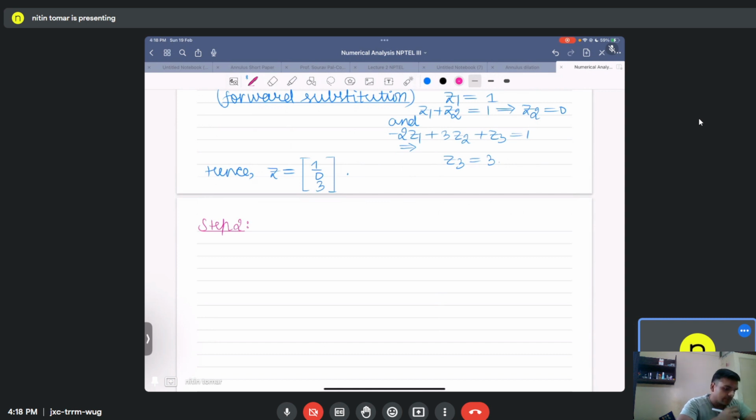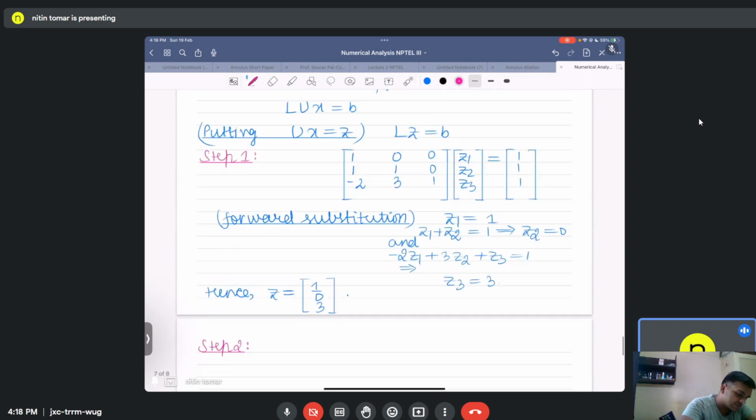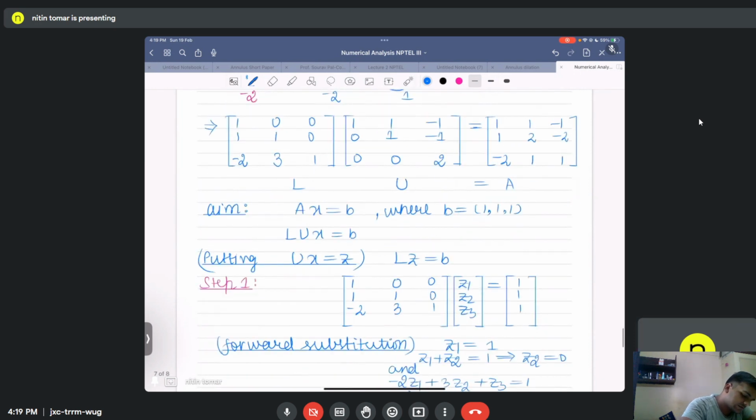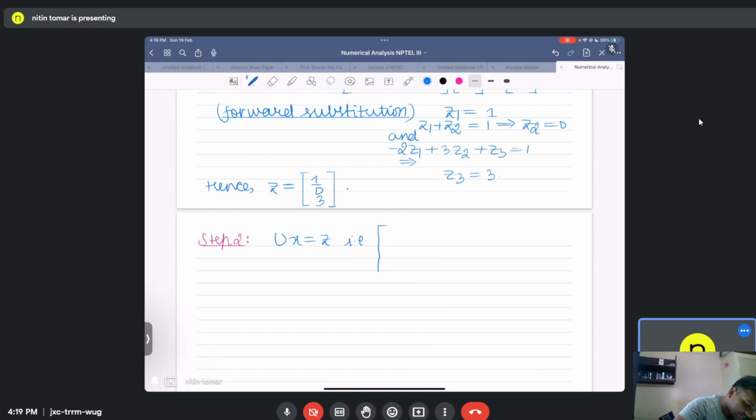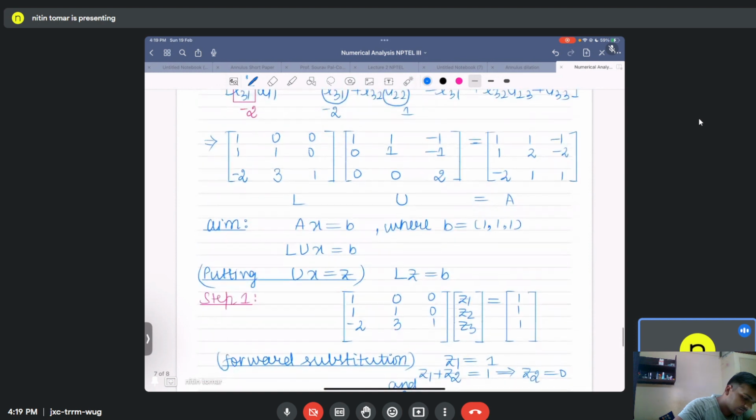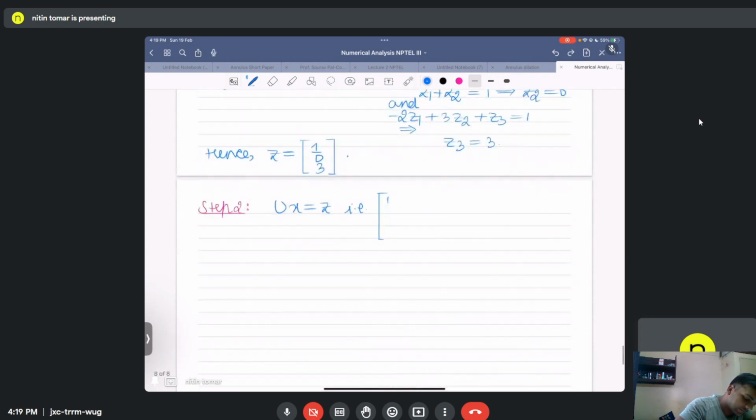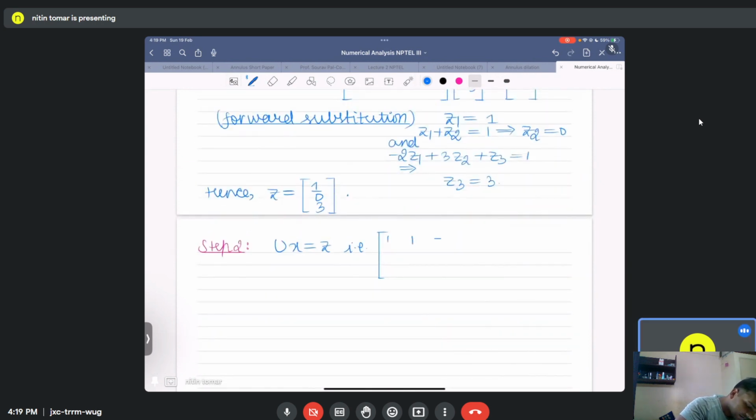Okay. Now step 2. So which system do you have to solve now? Ux equal to z, right? Am I correct? Yes, sir. Correct. So what was U? U was this. I am writing U, okay? So this was U, right? Yes, sir. 1, 1, minus 1; 0, 1, minus 1; and I think 0, 0, 2, right? Yes.